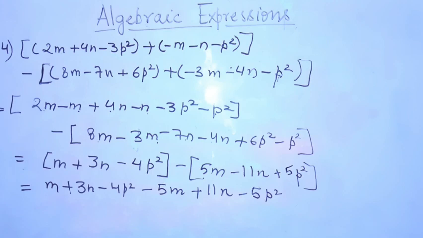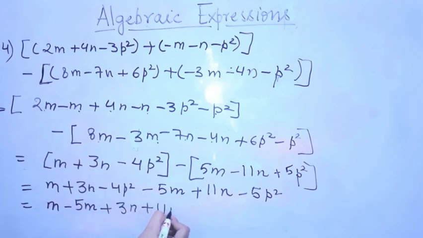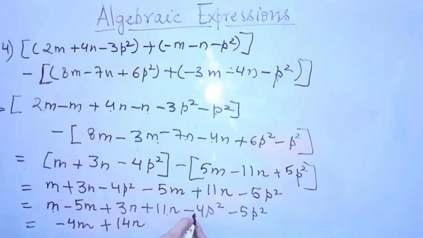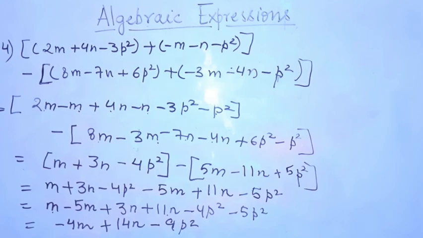Again what we have to do, we have to collect all the like terms together. So m minus 5m plus 3n plus 11n minus 4p square minus 5p square. Now here plus minus minus, sign of the greatest number. So minus 4m, 3 plus 11 is 14, so 14n, minus 4 minus 5 is equal to minus 9, because minus minus plus and sign of the greatest number, both are having negative sign. So I hope you must have understood how I have solved these two questions.